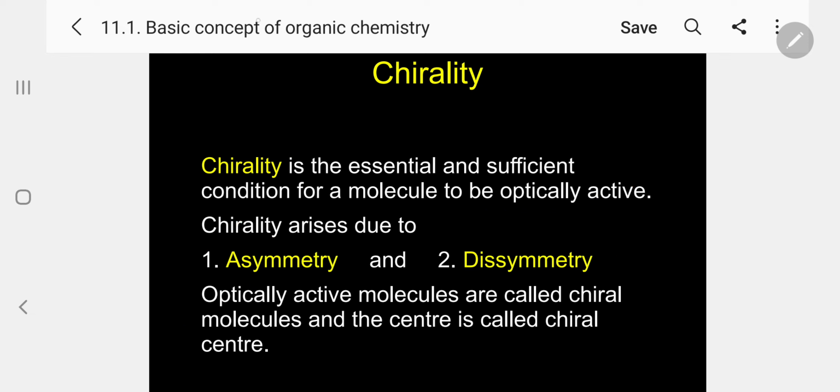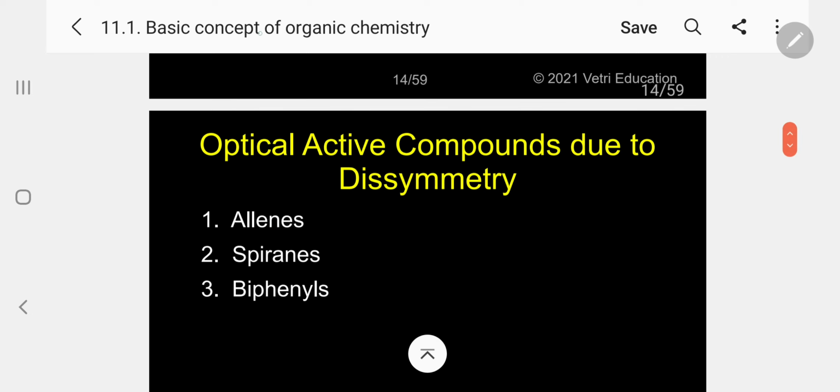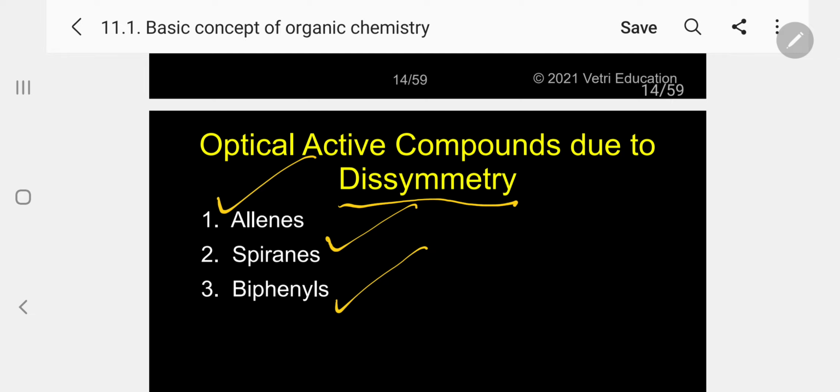The other thing is dissymmetry. What is dissymmetry? I told you already, there is no plane of symmetry, no center of symmetry, no axis of symmetry, and no alternate axis of symmetry. The molecule as a whole is dissymmetric. So there is no asymmetry. There is no asymmetric carbon atom at all. There are compounds I am going to discuss where these four conditions are absent. Under this section, dissymmetric compounds, there are three examples: allenes, spiranes, and biphenyls. Our question is asked under this heading.